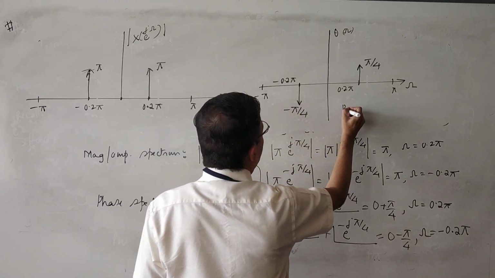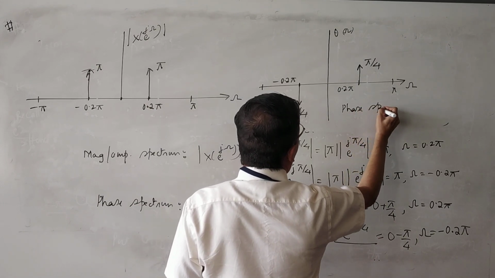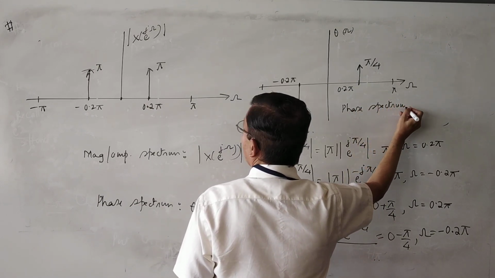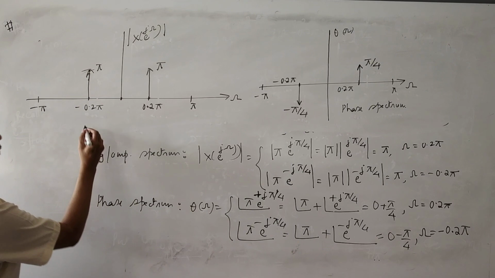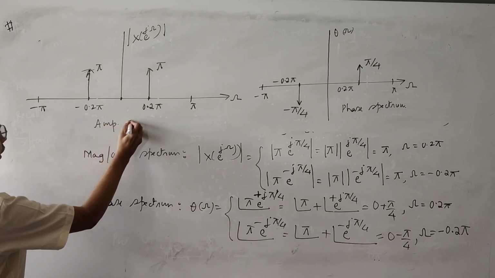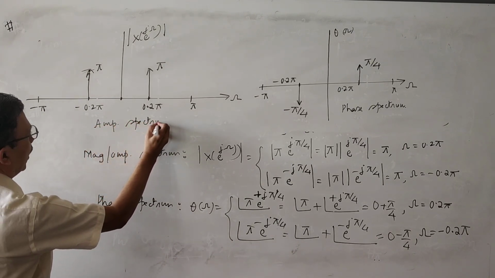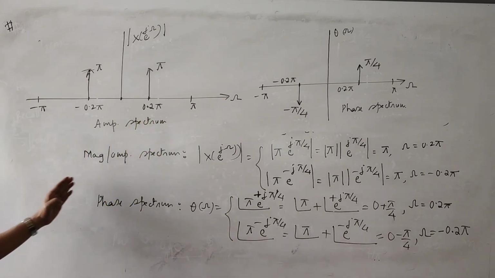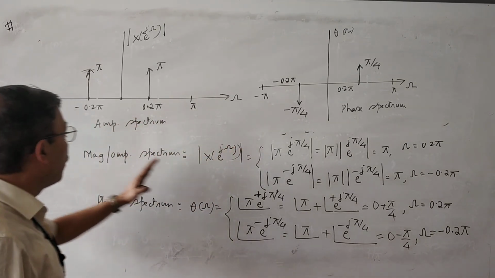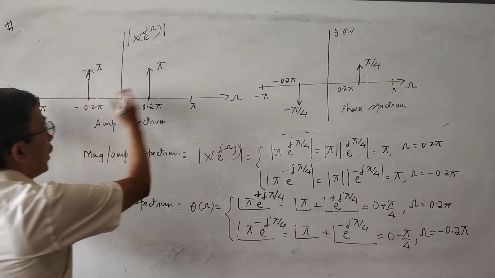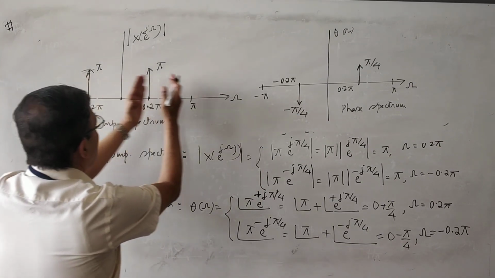This is the phase spectrum which exhibits odd symmetry. This is the amplitude spectrum which exhibits even symmetry. Both the spectra are drawn for one period of X of e power j omega. Hence we have shown from these two figures between minus pi to plus pi.